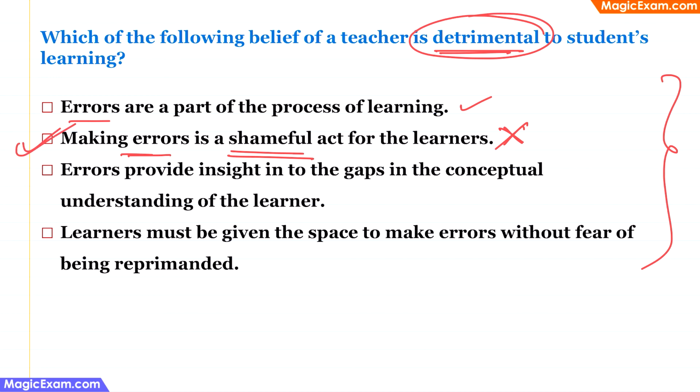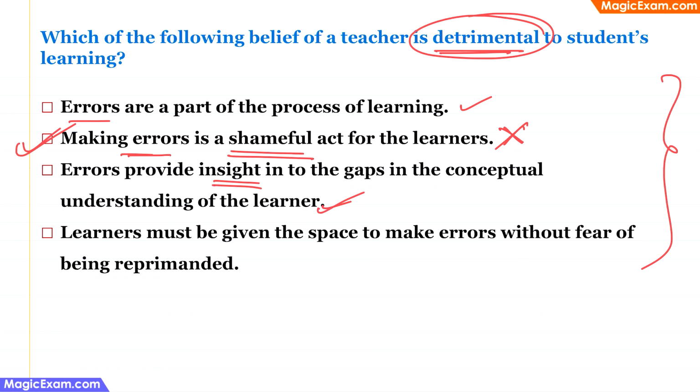Next, errors provide insight to gaps in the conceptual learning of the learner. This is also absolutely correct, because by looking at the type of errors that the student is making, the teacher can understand what have they understood. Have they got the facts or the basics correct? Or is it a calculation mistake or an understanding mistake? Therefore, errors provide an insight. That is, they give the teacher a lot more information about how the students have learned. Therefore, this is a correct statement.